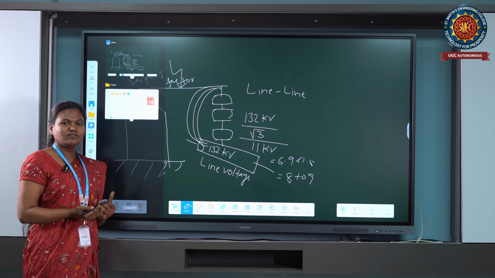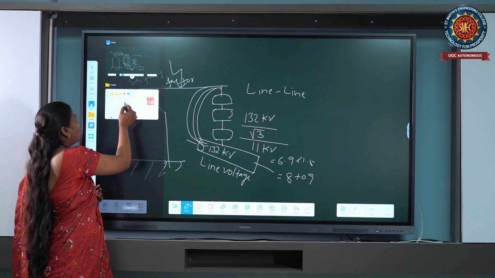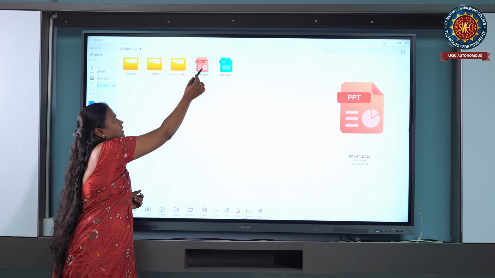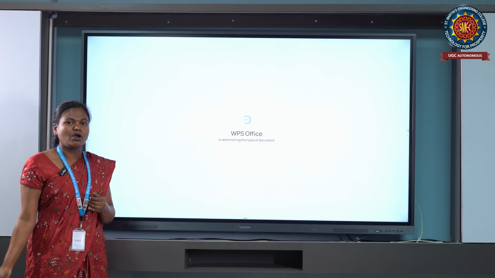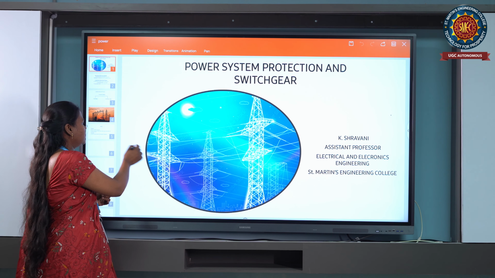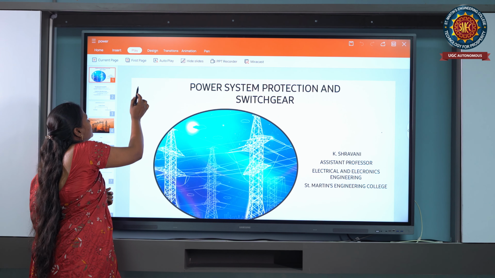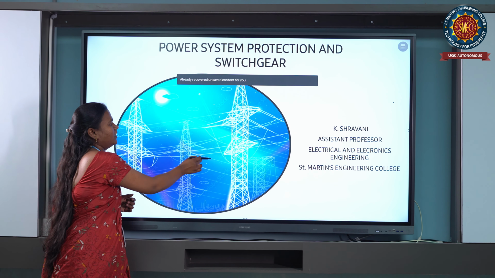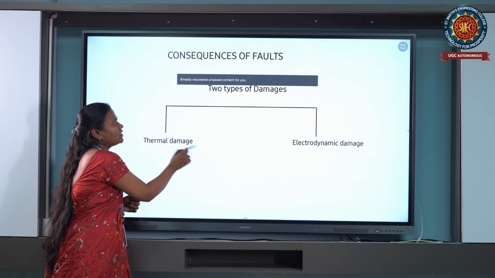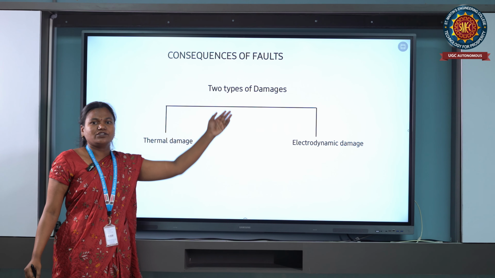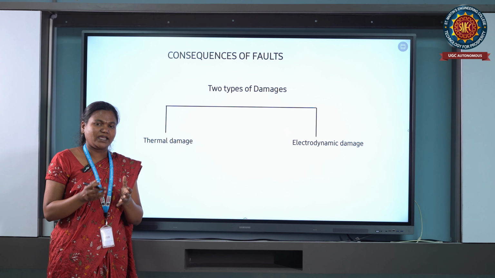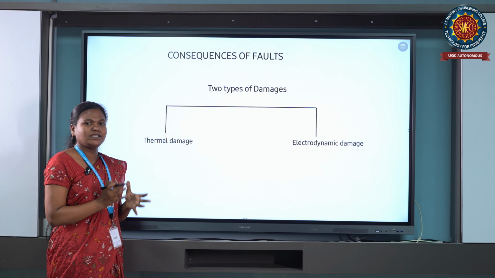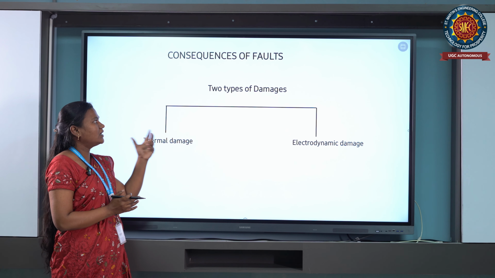Okay, what are the faults we are getting? Symmetrical faults and asymmetrical faults. Now we are going to discuss the consequences of faults. So what will happen if faults occur? If symmetrical and asymmetrical faults occur on a power system, what are the consequences?